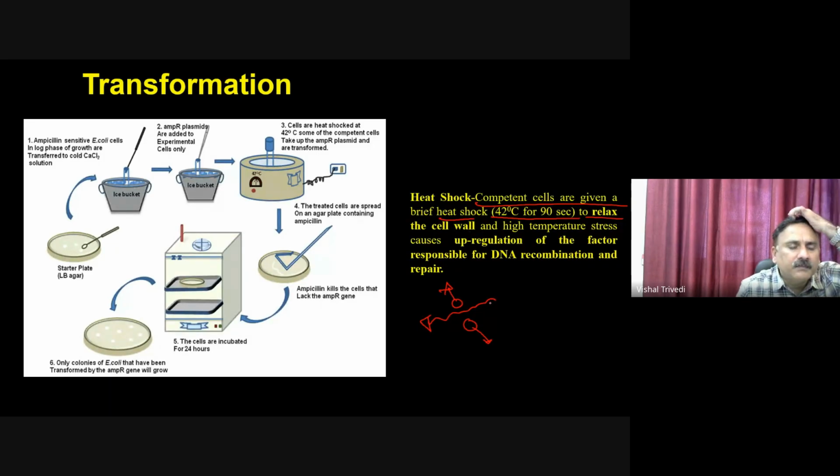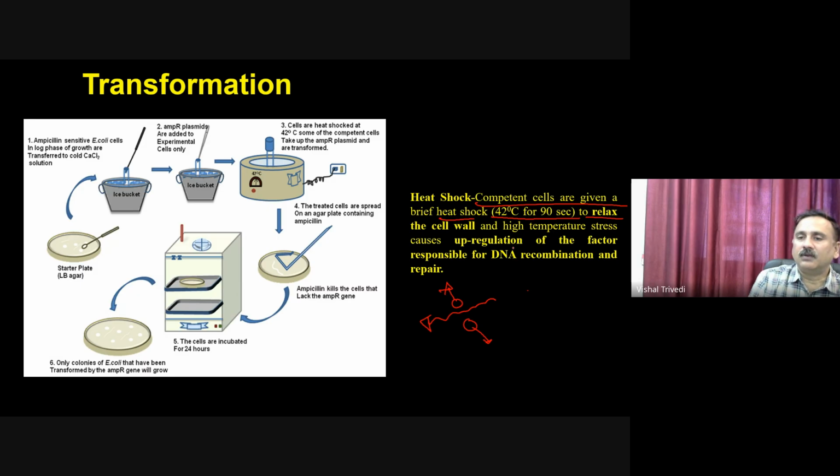Okay, I think somebody is asking how long we can store the competent cells at -80. You can actually store the competent cells at -80 for an indefinite period of time, as long as you are able to maintain the temperature of -80.